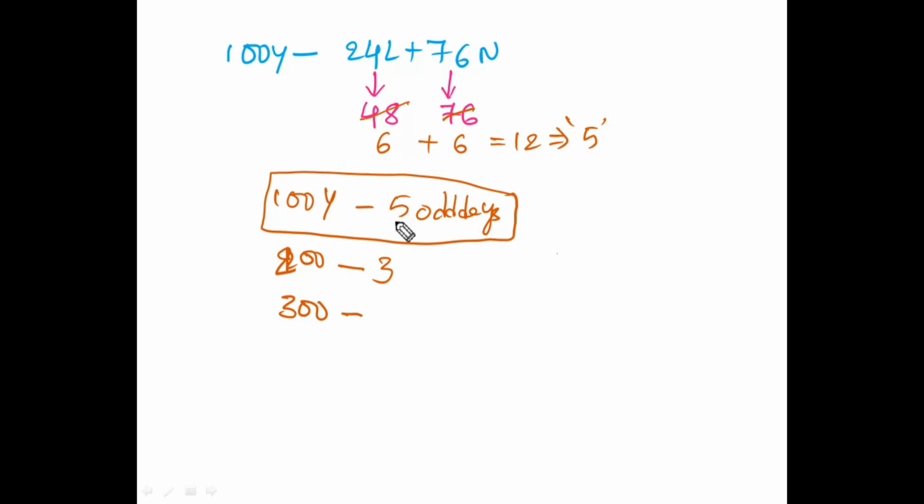5 threes are 15. 15 means 1 odd day. 400 years consists of how many odd days? 5 fours are 20.